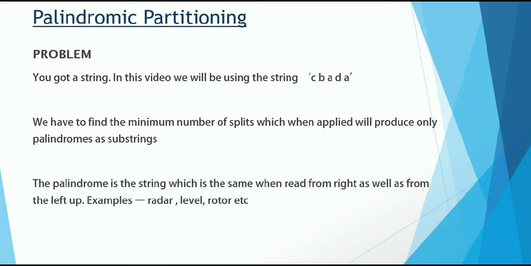By the way, if you don't know what a palindrome is, or if you know already, then let me help you revise it. A palindrome is a string which is the same when read from the right as well as from the left. Examples include radar, level, rotor, etc. Now, if the problem statement is not clear to you up till now, then let me help you clear it up.